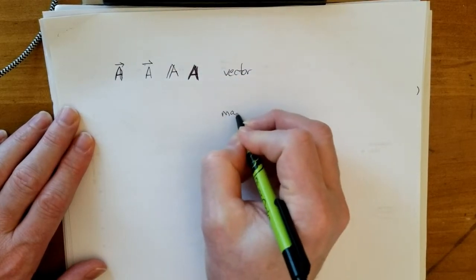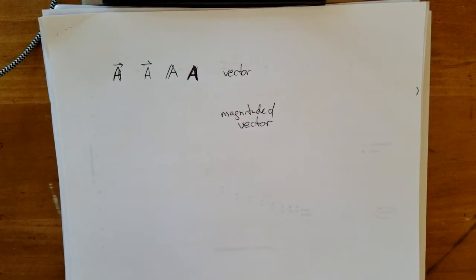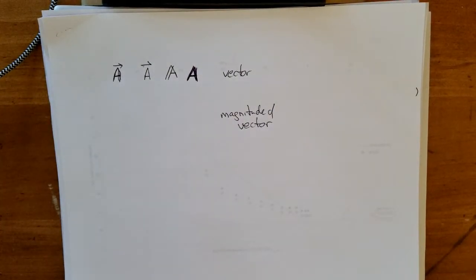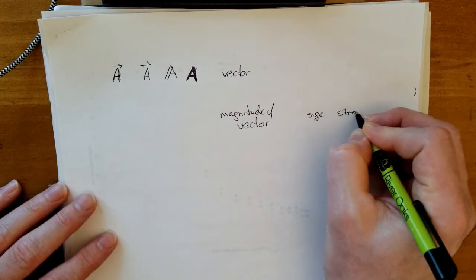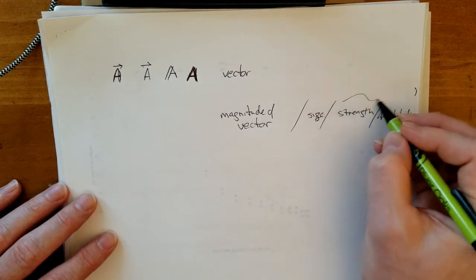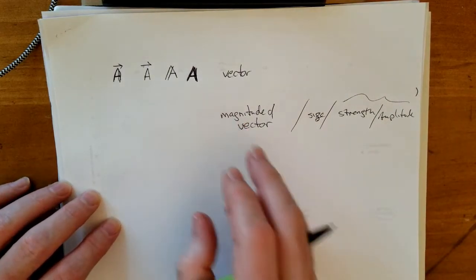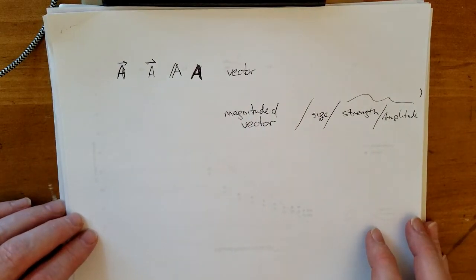Now, the magnitude of the vector, in some cases called the strength. If you're talking about the electric field strength, that is the magnitude of the electric field. Magnitude, size, sometimes used. I'll put strength down, amplitude in some cases. These are more specific; there are specific cases when you use those. Magnitude tends to be the dominant word there.